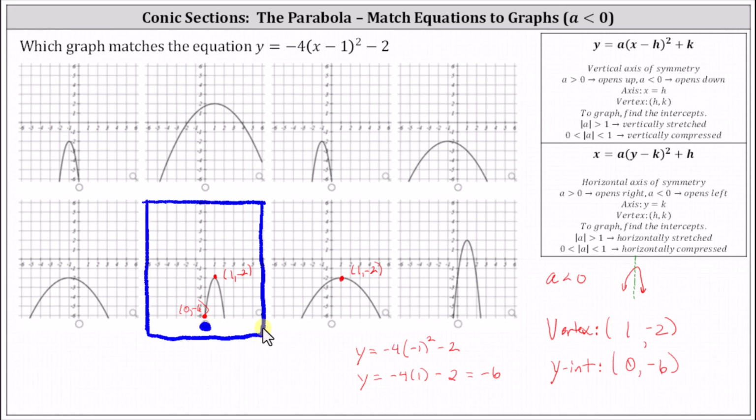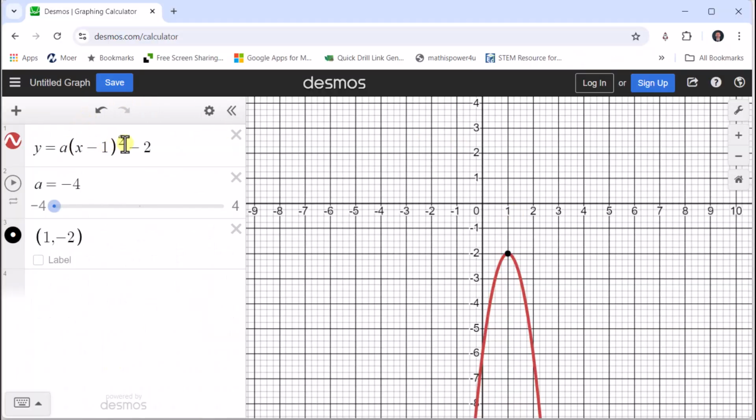Before we go, though, let's look at an animation using Desmos to see how the value of a affects the graph of the parabola. Notice I've entered y equals a times the square of x minus 1 minus 2, and below we have a slider for a, so we can change the value of a. Right now a is set at -4 to check our answer. Notice the vertex is 1 comma -2, and the y-intercept is 0 comma -6. We did select the correct graph.